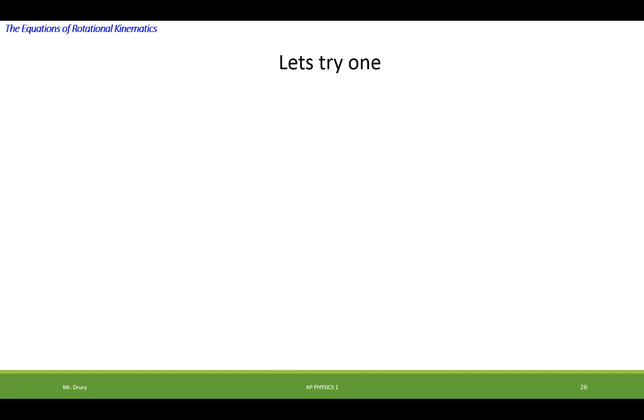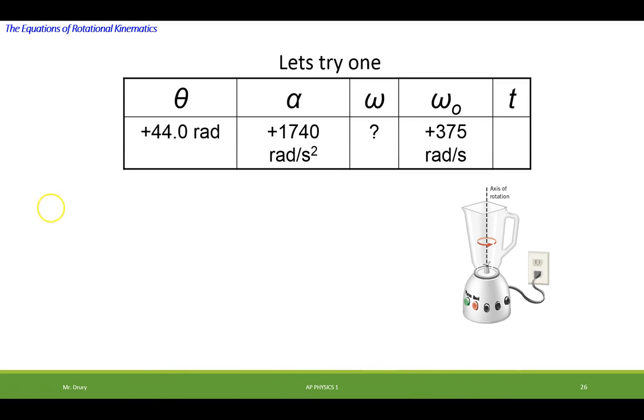All right, let's try one. So we've got a blender that's rotating, and we know the displacement is positive 44 radians. Positive 44 radians would mean that it is going in the counterclockwise direction. The angular acceleration is 1,740 radians per second squared. We know that it started with an initial angular speed of 375 radians per second, and we want to know what the final angular speed is. We're not given time, so we have to use an equation that doesn't have time, but has these 3 variables in it and this variable that we're looking for.